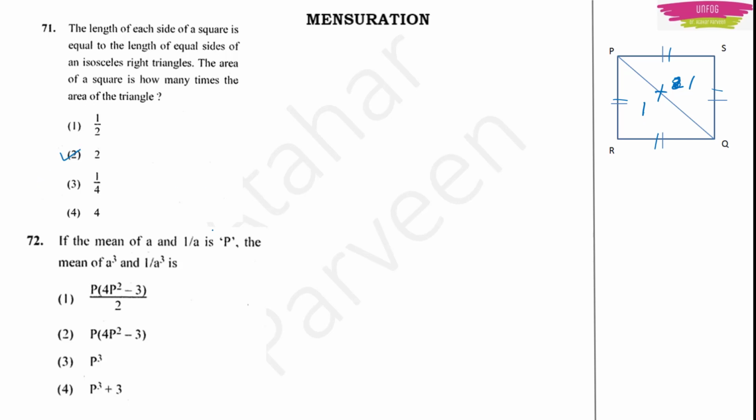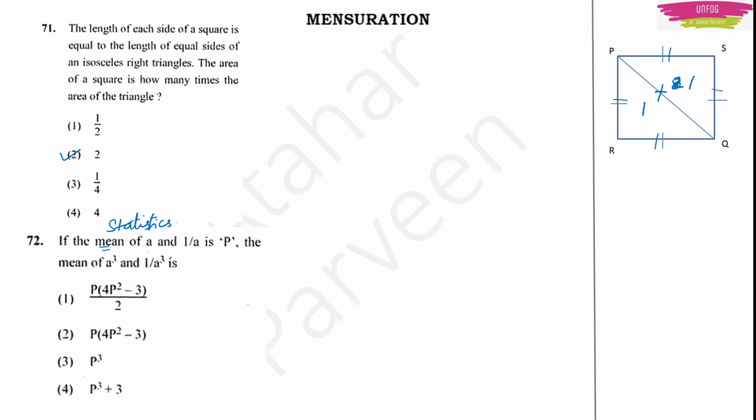Next question number 72. If the mean of A and 1 by A is P, the mean of A cube and 1 by A cube is, mean is there, right? Mean should be from statistics, I suppose. Statistics or average, something like this. Sometimes we cannot particularly decide from which chapter that question has come, because that question belongs to 2-3 chapters sometimes.